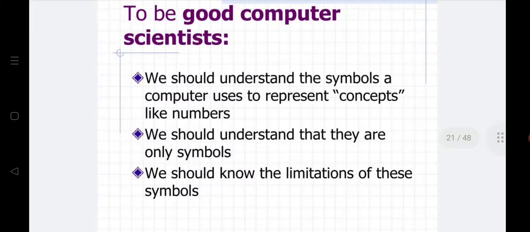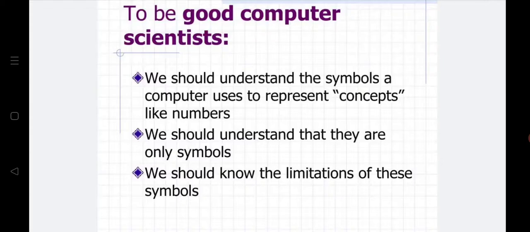So let us come to our topic. To be good at computer science, we should understand the symbols a computer uses to represent concepts like numbers. For representing numbers and concepts, what are the symbols it is going to use? Okay, that is important; you should be able to know that. We should understand that they are only symbols. A computer can only understand symbols. It will not understand different types of concepts or any numbering at all. We should know that there are limitations of these symbols.